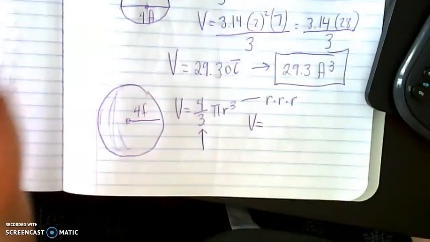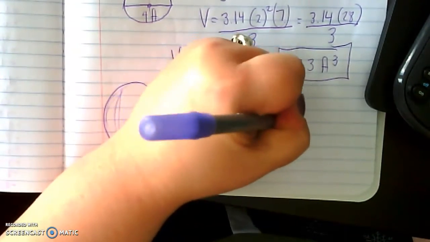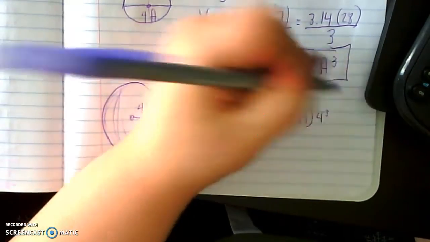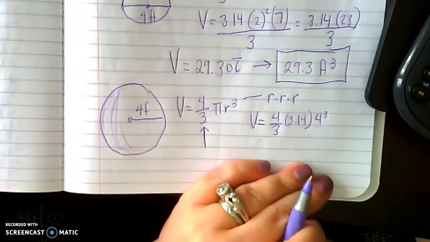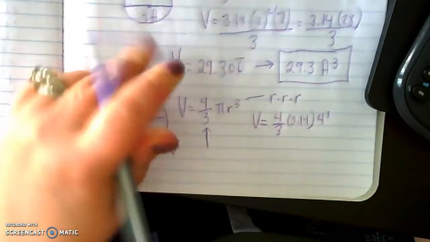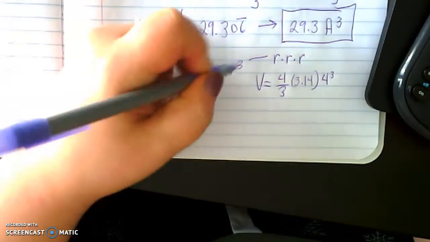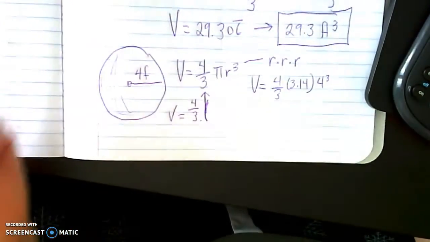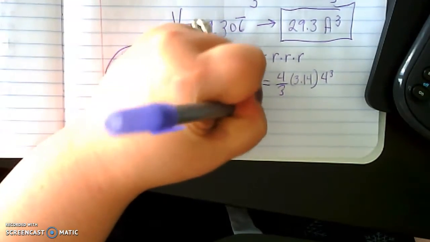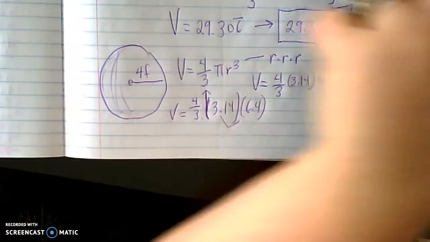So we've got volume equals 4/3 times pi, so that's your 3.14, times your 4 to the third power. All right, so 4 to the third power, 4 times 4 is 16, times 4 is 64. So really what we're looking at here is volume equals 4/3 times 3.14 times 64. Okay, so I'm going to start with the 3.14 times the 64.